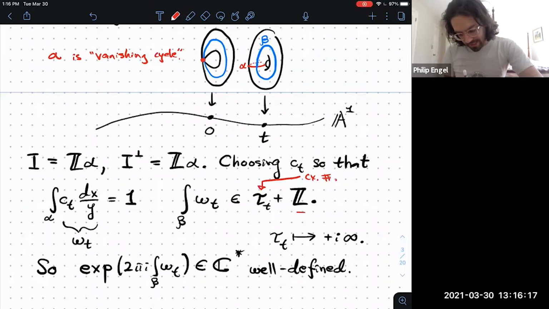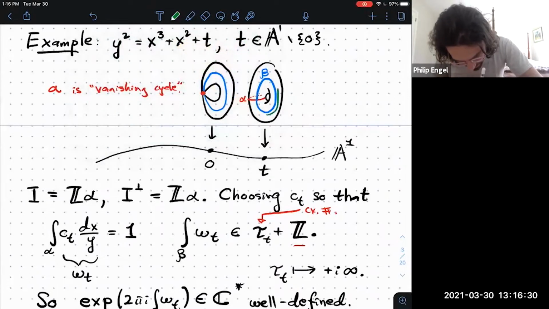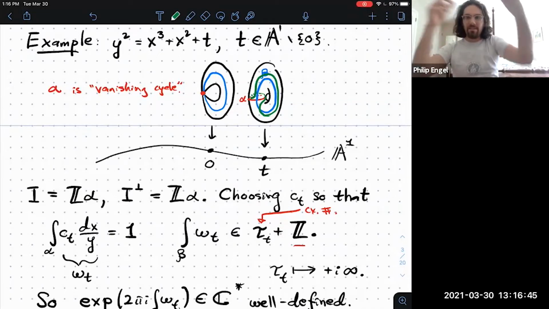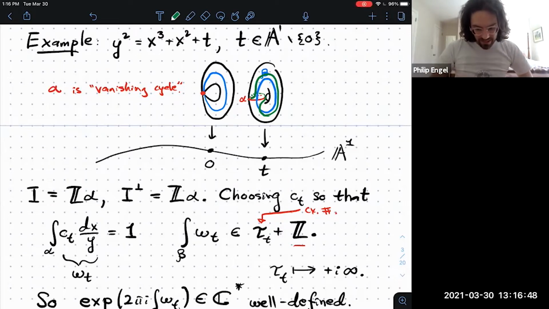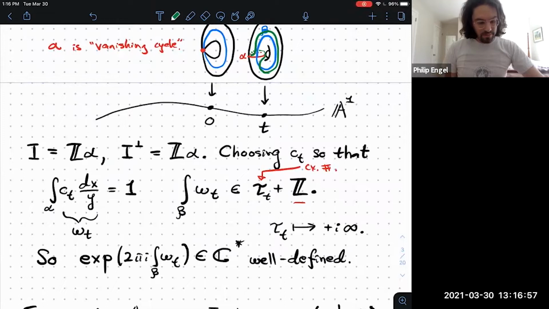But I've written a sort of plus z here. The reason I have a plus z is just that beta isn't really well defined. For instance, I could imagine that instead of this beta, I could do a Dehn twist. In fact, if I transport this blue beta in a loop around 0, the element of the mapping class group is that Dehn twist. So beta isn't really well defined. The period against beta is only well defined up to the period against alpha, which was 1.